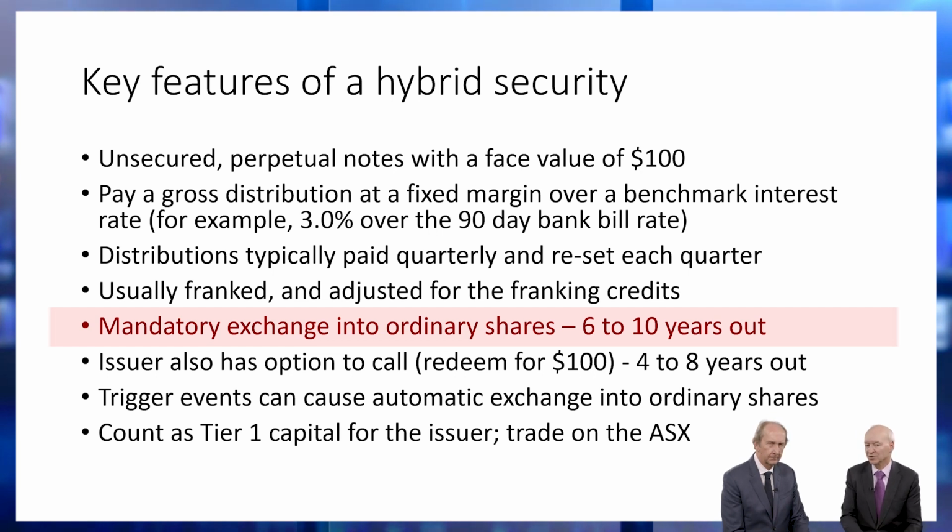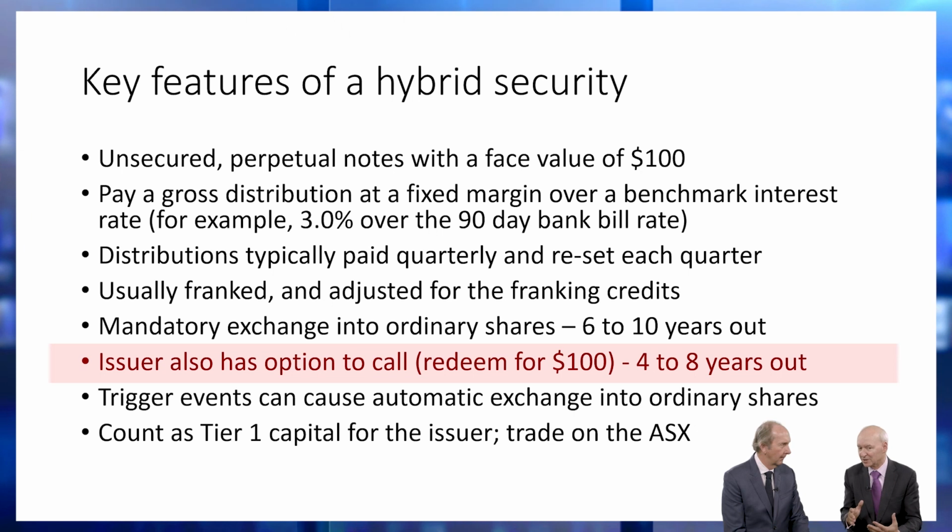The issuer also has an option when they can decide to exchange or decide to call the issue and give you $100 back. So that's at the issuer's option. That's typically a couple of years short of the mandatory exchange date, about 4 to 8 years out. Is that more often than a mandatory exchange? Yeah, most of the issues will get called. They don't go to mandatory exchange. So mandatory exchange is not necessarily a great outcome.